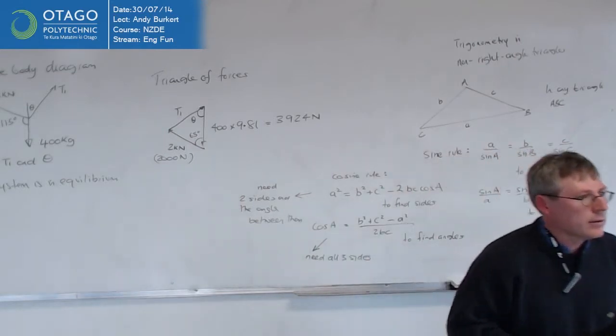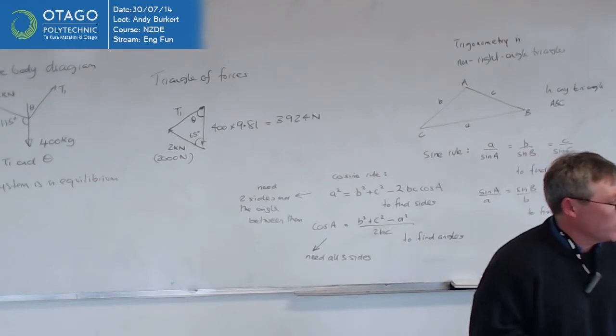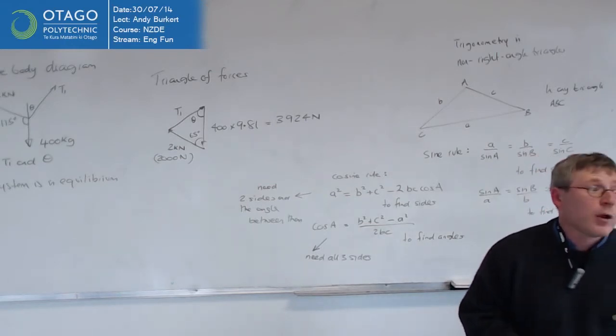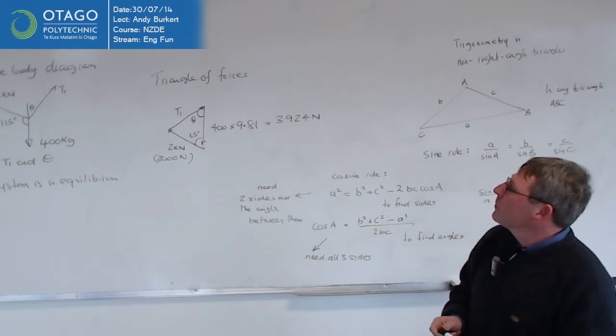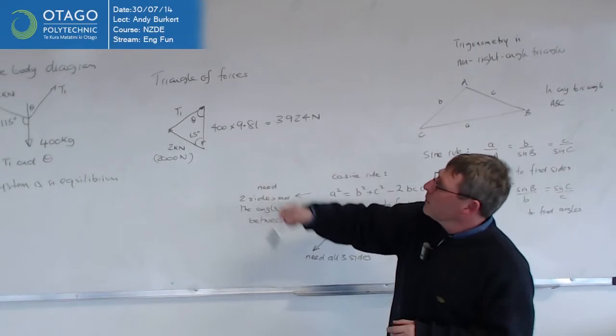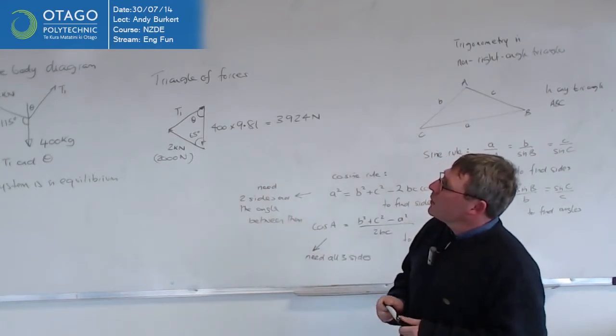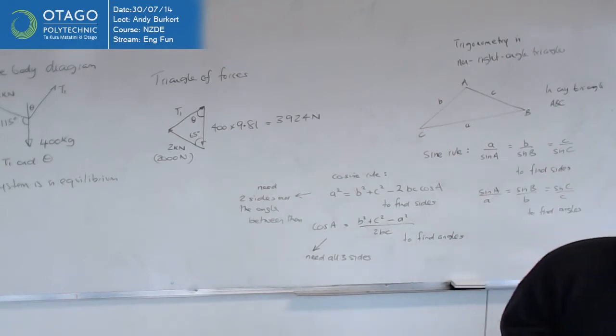Okay? So if you know all three sides and you want to find an angle, you can use the cosine rule. If you're trying to find an angle and you don't know all three sides, you've got to use the sine rule. So that's the way we're going to try and remember how to use it. So this problem here, first of all, we're going to look at finding T1.